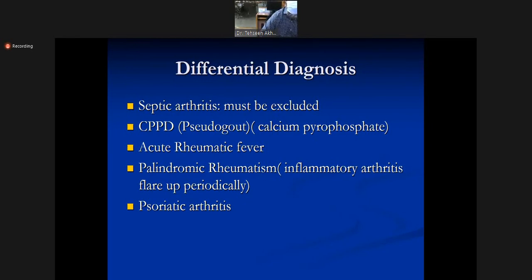The second differential diagnosis is pseudogout, calcium pyrophosphate crystal deposition. It may present like acute gout, but when we examine the synovial fluid, there are positively birefringent calcium pyrophosphate crystals, not negative. And usually these people are of older age compared to gout patients.